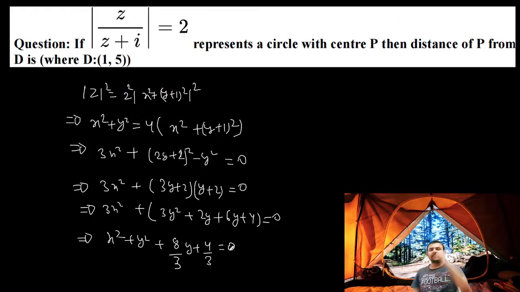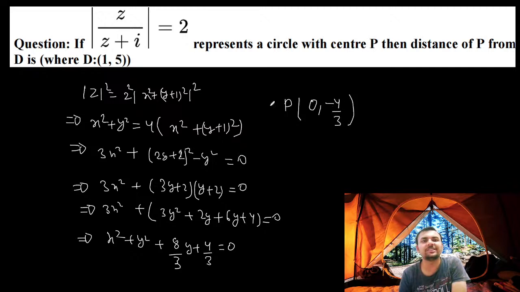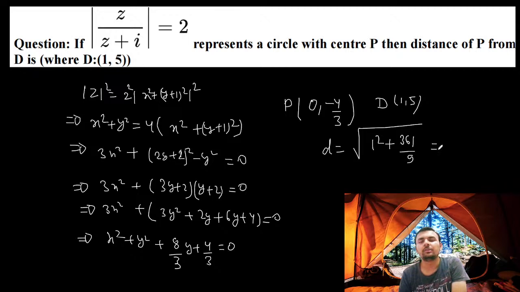Represent a circle with center P, then the distance of. So center P is what? 0 comma minus 4 by 3. The distance of this with 1 comma 5. So distance equal to root 370 upon 3. Okay.